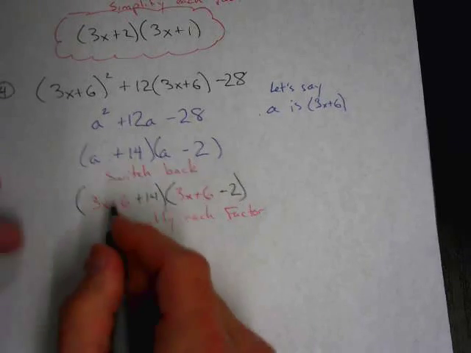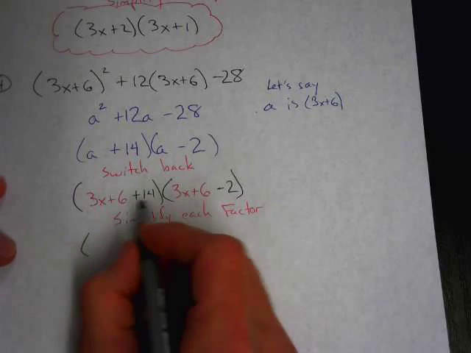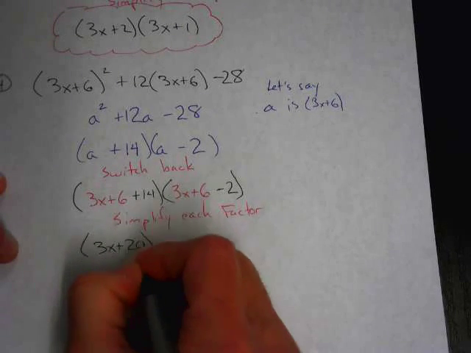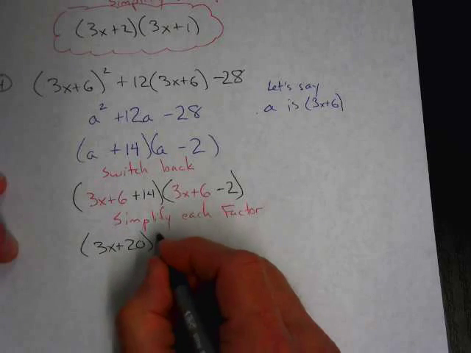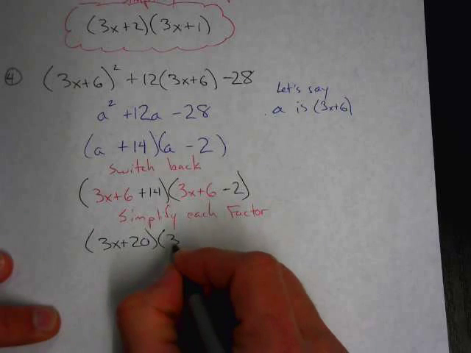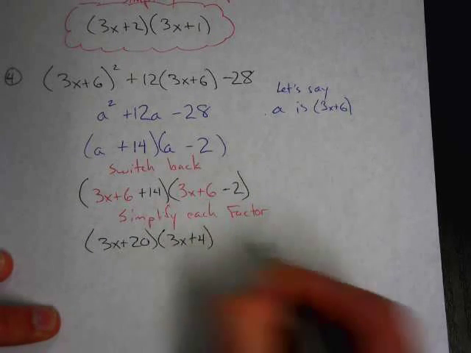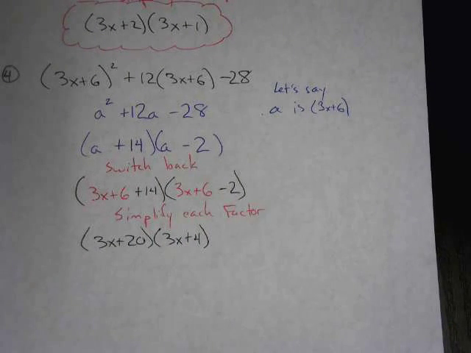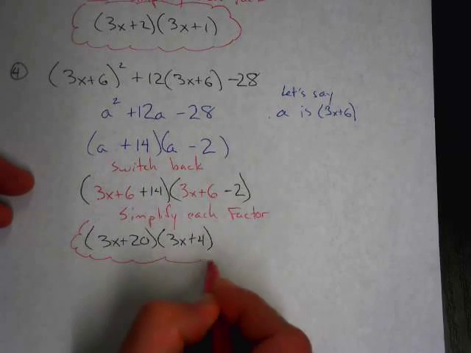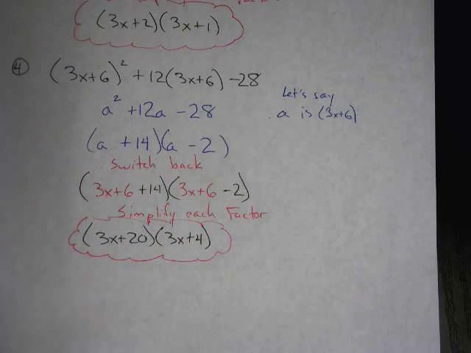All right. So in that first factor, 3x plus 6 plus 14 is 3x plus 20. And that's convenient, because now I don't have a common factor anymore. And then 3x plus 6 minus 2 is 3x plus 4. And again, no more common factor. So we're good. We're done. That's going to be a beautiful setup for graphing or solving. So we're ready to go.